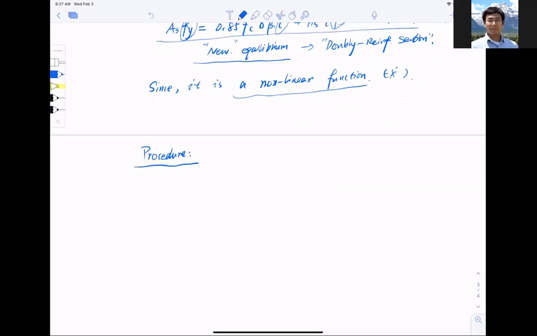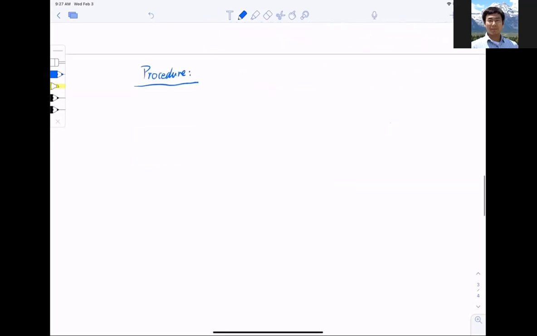So this is the real design or analysis procedure. First step, we assume the tension steel, the tensile reinforcement As, is yielding, meaning epsilon s is bigger than or equal to epsilon y. All right, so that's the first step.